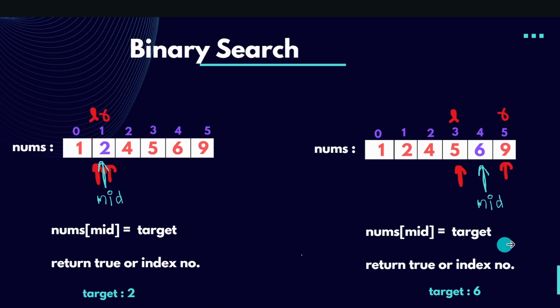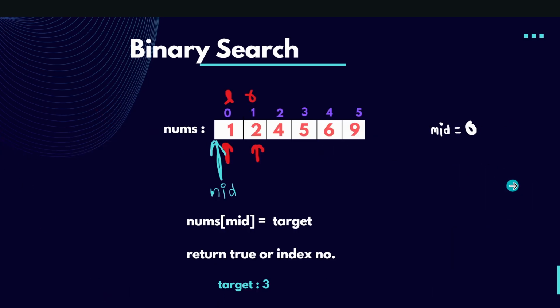So these are the two possible cases of how you can say the number exists. So what if the number does not exist? Take the target number as 3. The case before is the same, so up to here is the same. The mid element is 2. Up to here is the same.